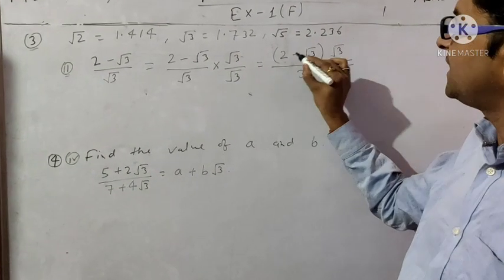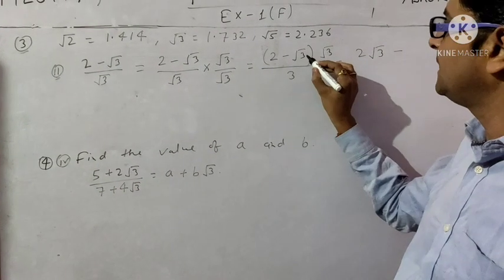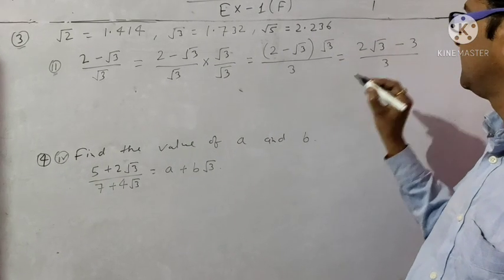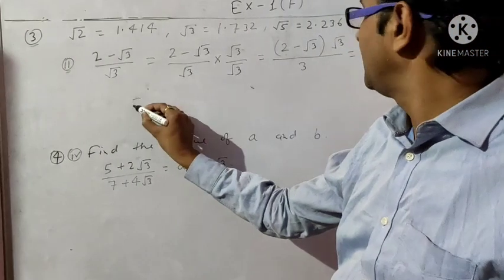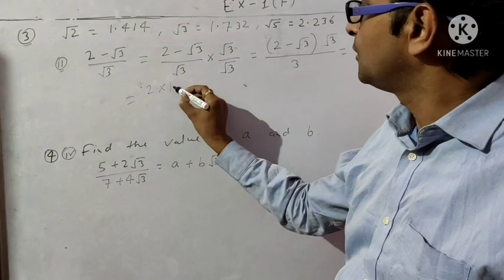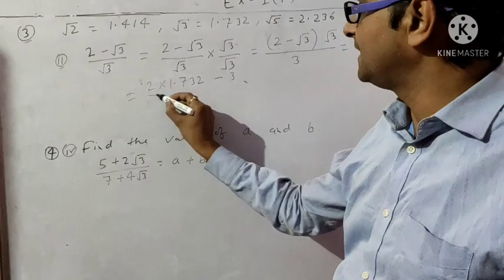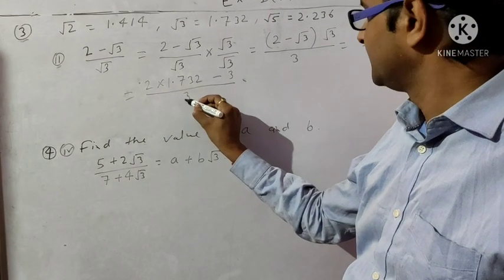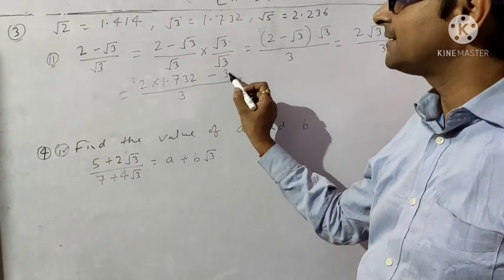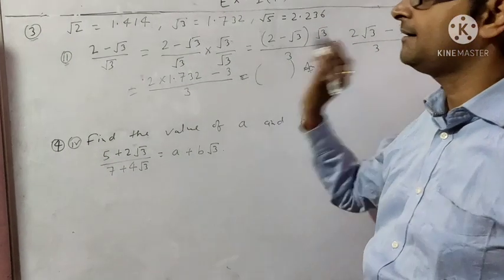Then if root 3 is multiplied here, we can write 2 root 3 minus root 3 times root 3, so the result is (2 root 3 minus 3) divided by 3. So here student, put the value of root 3, that means 2 into 1.732 minus 3, divided by 3. Calculate 2 into this value minus 3 divided by 3 and find the answer. This is your final answer.